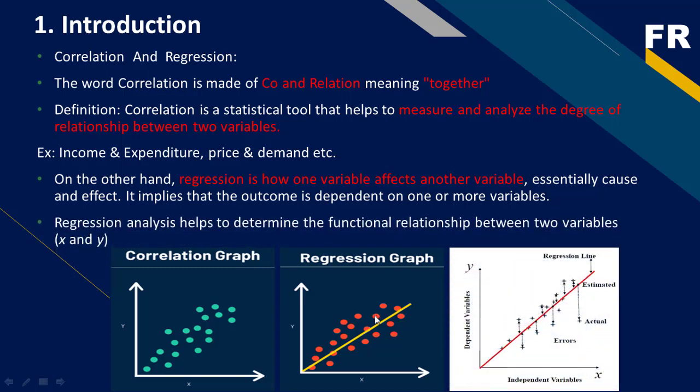Regression analysis helps to determine a functional relationship between two variables, x and y. Here, x is an independent variable and y is a dependent variable. Regression is nothing but to draw the best fit line among these points. The points on this line are called estimated points and the actual points are apart from that. So the difference between these acts as an error.